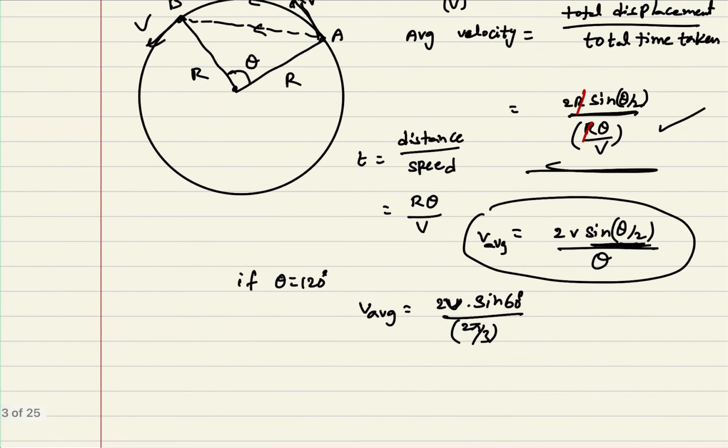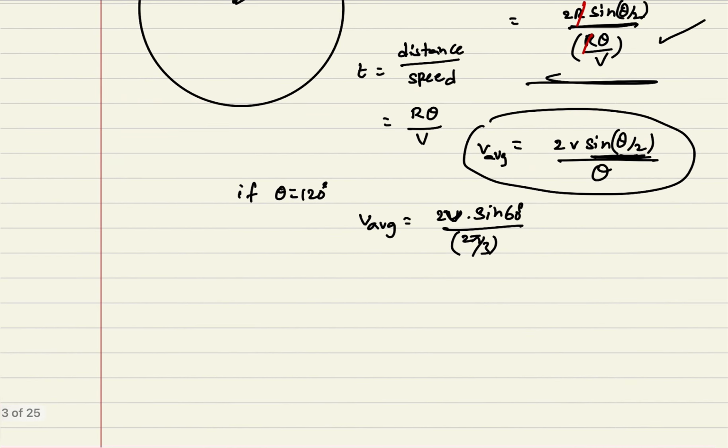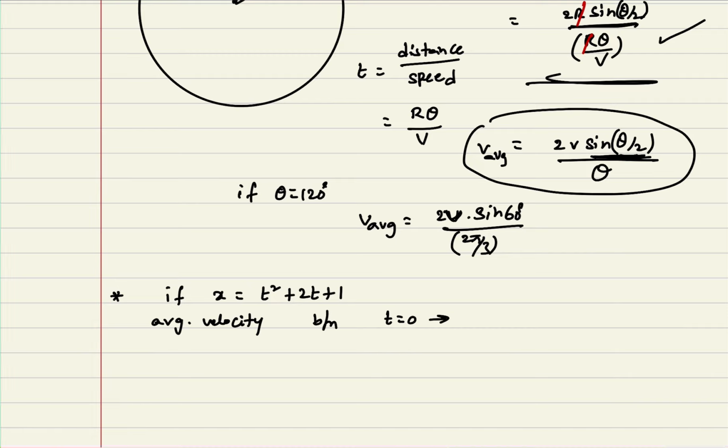Observe this carefully, how to write the angles as well as V average speed. Next one, sometimes they will ask you to calculate some relations. If they have given a relation like x is a function of time taken, suppose t square plus 2t plus 1 is given, and you want to calculate the average velocity between time intervals t is equal to 0 to t is equal to 1 seconds.